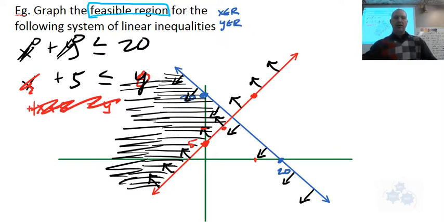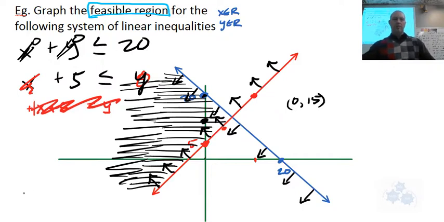So let's test one just to make sure we've got it, okay? So this is (0, 5), that's this point, and this is (0, 20). So what's a point that's on the axis that's somewhere in between? (0, 15), okay? So that's going to be right about here. So let's test (0, 15) to see if it works for both inequalities.